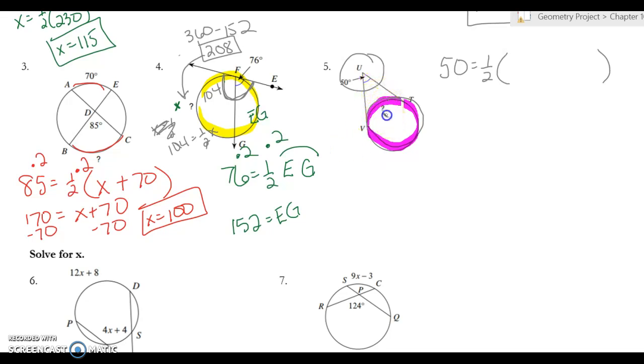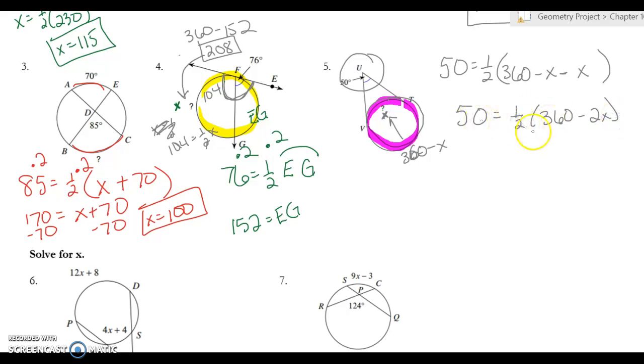So if I say this one's X, then this one here is 360 minus X, because that's what's left over. So I'm going to do 360 minus X, but now I need to take away this one, minus this X. And again, that's tricky. That's as hard as it gets. So now I'm going to have 50 equals 1/2 of 360 minus 2X.